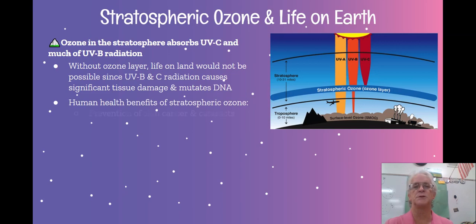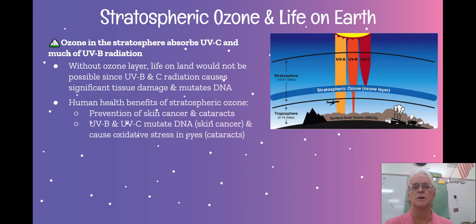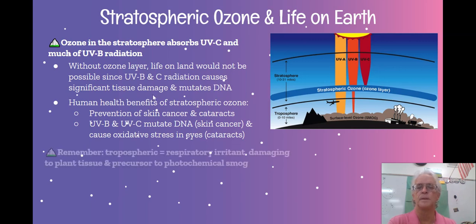Human health benefits of stratospheric ozone include prevention of skin cancer and cataracts. UVB and UVC mutate DNA, oxidize, and cause stress on the eyes. One of the ways that it causes cancer is it damages the DNA, but it also causes the immune cells to leave the area. Therefore, every time you get a sunburn, you double your chances of getting skin cancer.